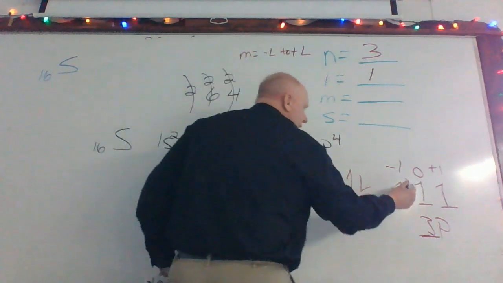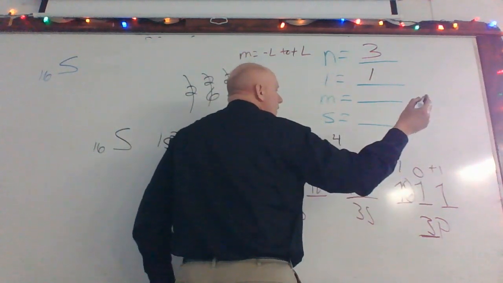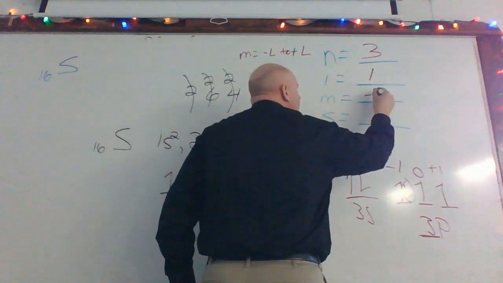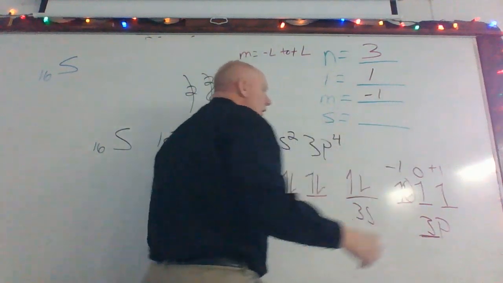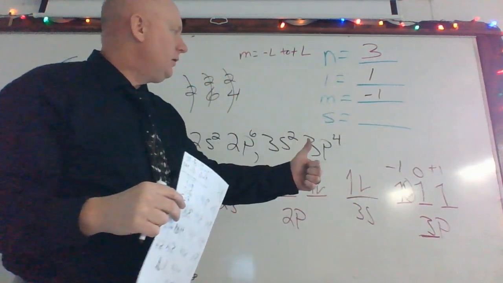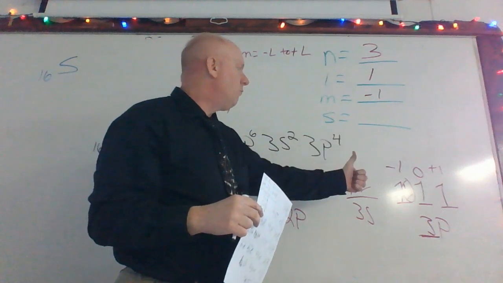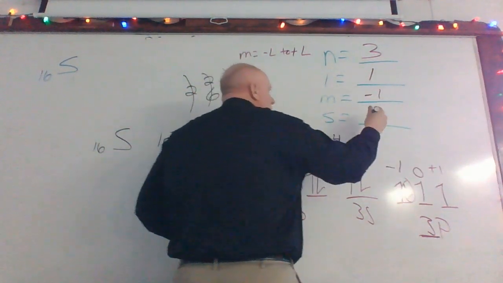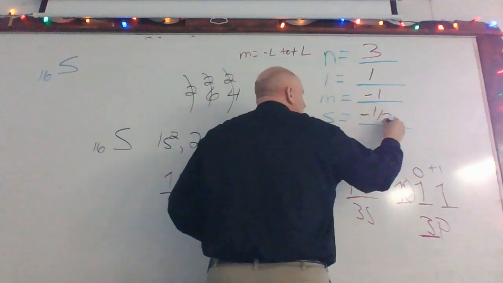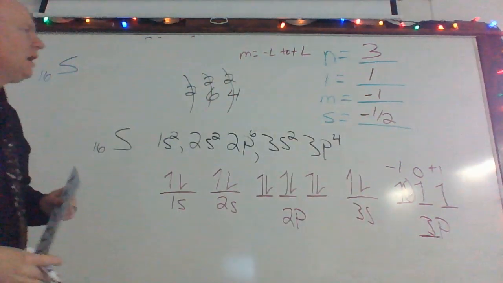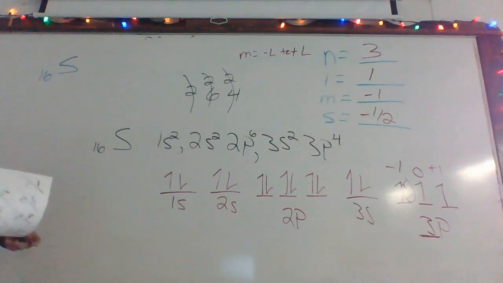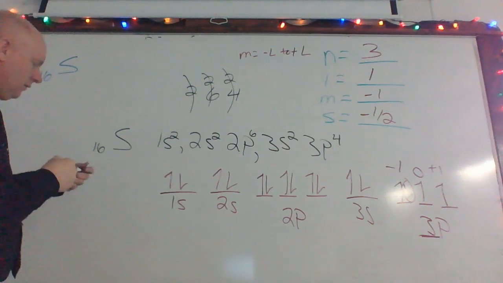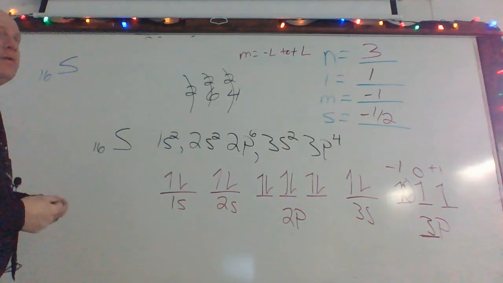Again, we circled this electron, so therefore M is a negative 1, and then we say that thumbs up means S is a positive 1/2, but if it's pointing down, it's thumbs down, we say negative 1/2. And that's how we obtain those quantum numbers. Okay? So I went through that really quick.